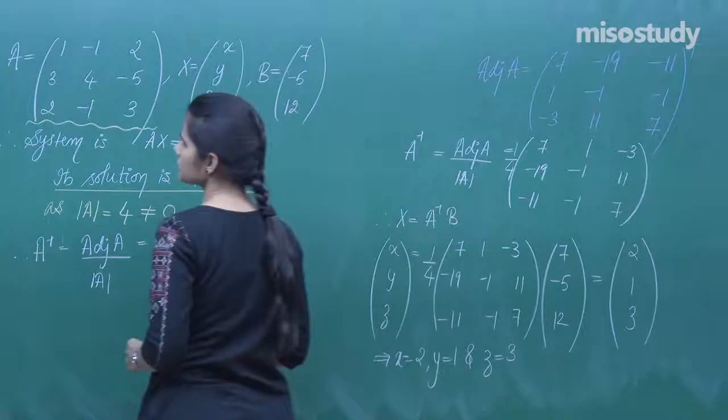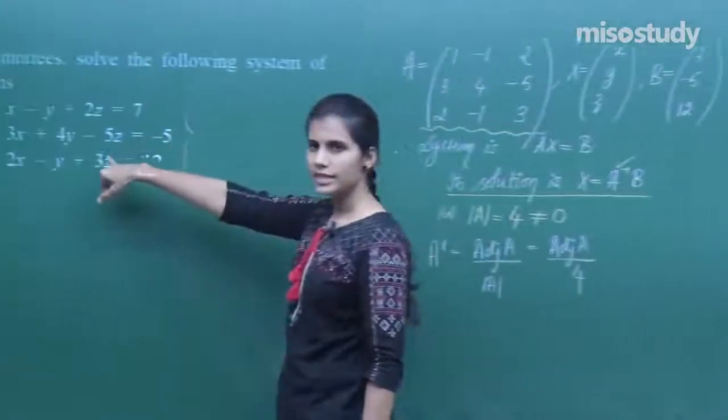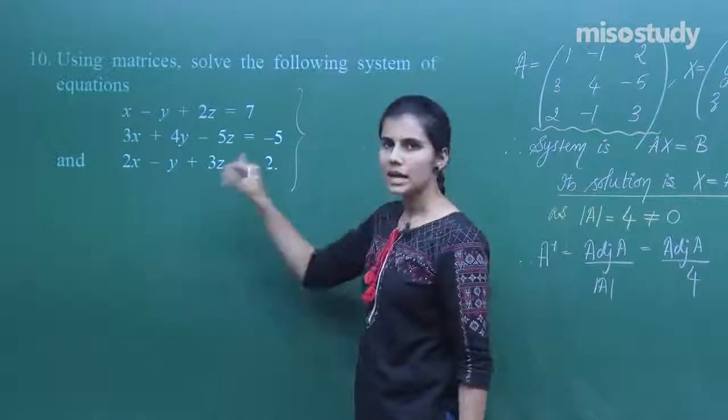You have solved the system: if X is 2, Y is 1 and Z is 3, then all three equations will be simultaneously satisfied.